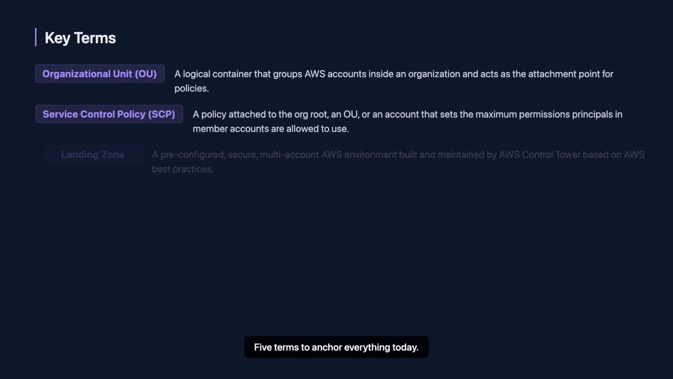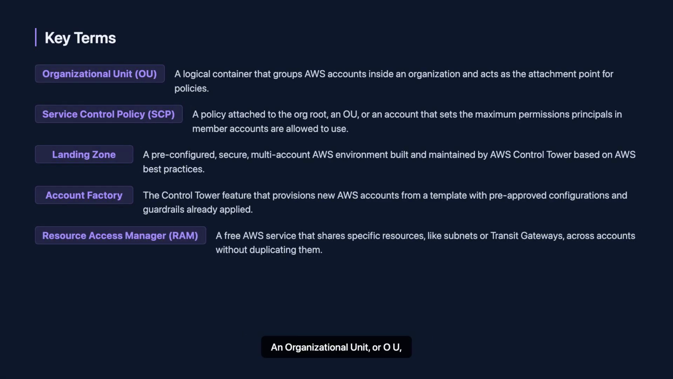5 terms to anchor everything today. An organizational unit, or OU, is a folder that groups Amazon Web Services accounts so policies can be attached once and inherited. A service control policy, or SCP, is the guardrail you attach to that folder to cap what principals are allowed to do. A landing zone is the pre-built multi-account environment that Control Tower stands up for you. The account factory is how Control Tower vends new accounts on demand, and Resource Access Manager, or RAM, is how one account shares a resource with many others without copying it.